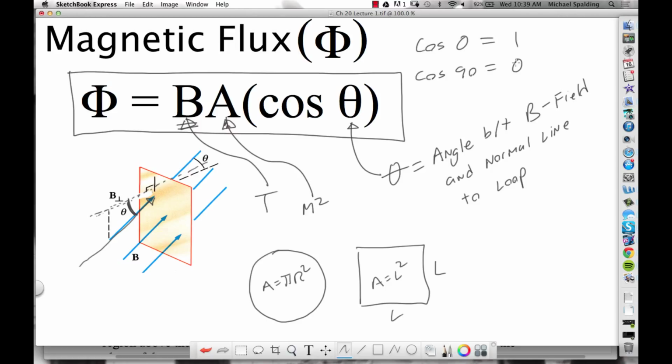Does that make sense? So we have maximum flux when theta is 0, and we have 0 flux when theta is 90, okay? So that's all flux is. Flux is the product of those three things: B, A, and cosine theta.